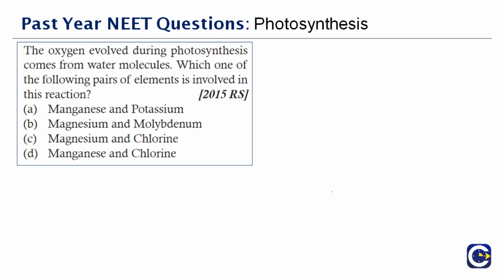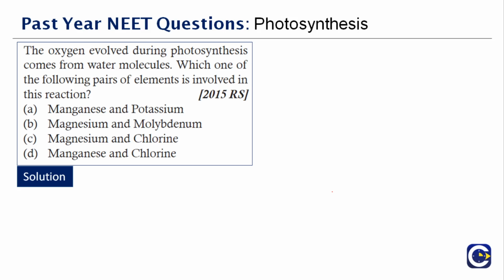Okay, next question. The oxygen evolved during photosynthesis comes from water molecules. Which one of the following pairs of elements is involved in this reaction? This is a very easy question for you. Obviously it has magnesium because we've already seen the chlorophyll formula where you had magnesium in it. So it is obviously not manganese. Are you sure about it? No. What I said is just a gist.